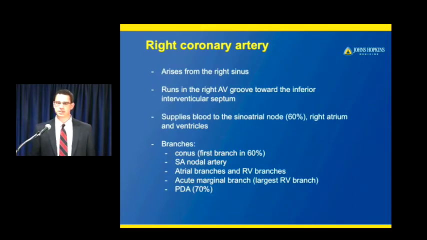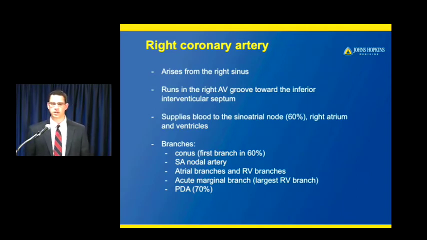Its branches, usually the first branch in the majority of patients is the conus branch, a small branch supplying the conus part of the heart, which is also known as the right ventricular outflow tract. This branch heads anteriorly and supplies that tissue in the heart. Then there's the sinoatrial nodal artery. Then you have atrial branches and RV branches, which can be variable in size, and oftentimes we don't really see them on cardiac CT because they're so small.